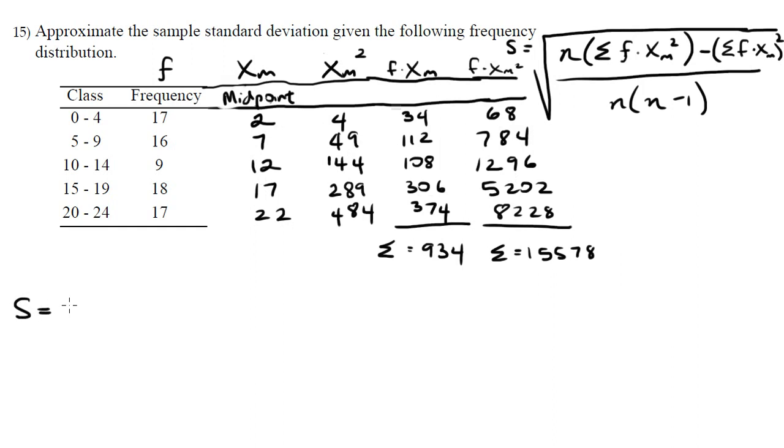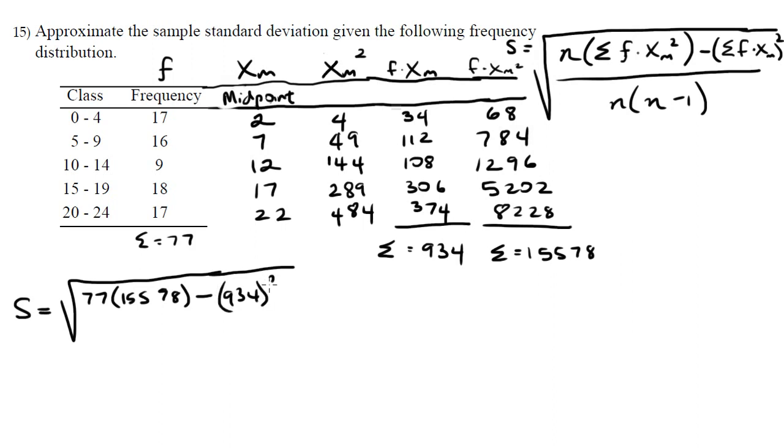So, sample standard deviation. I need to add up the frequencies also to get n: 17 plus 16 plus 9 plus 18 plus 17, 77. So 77 times this sum, 15578, minus this sum squared, 934 squared, over n times n minus 1, over 77 times n minus 1, 76.